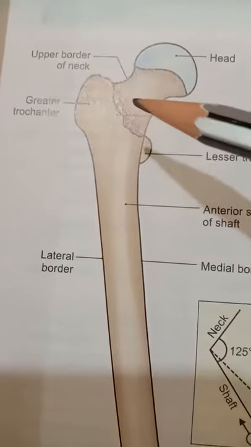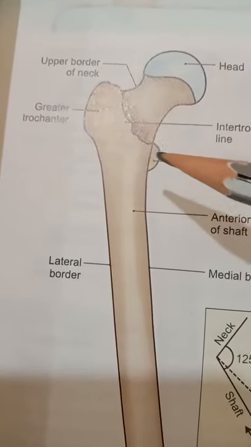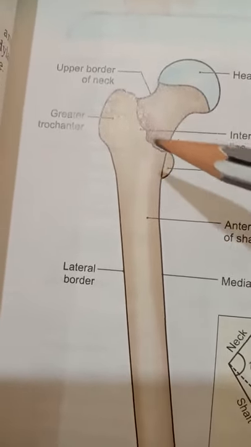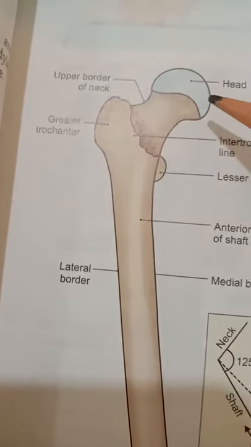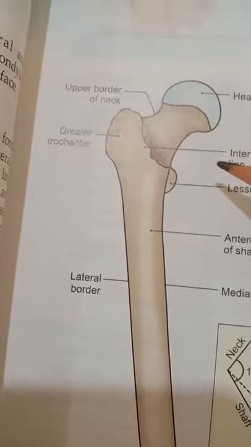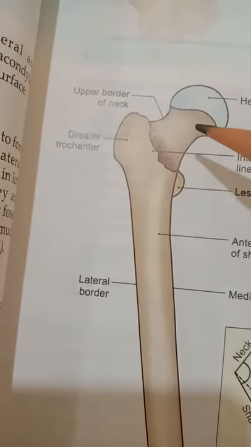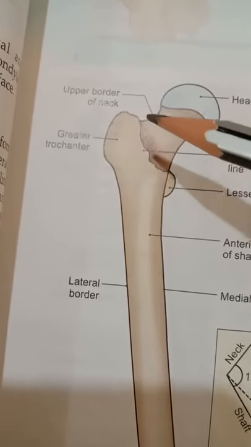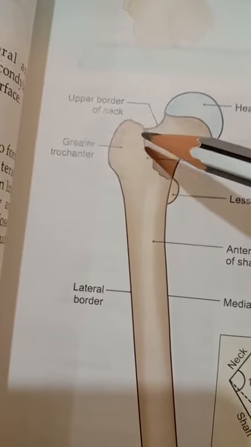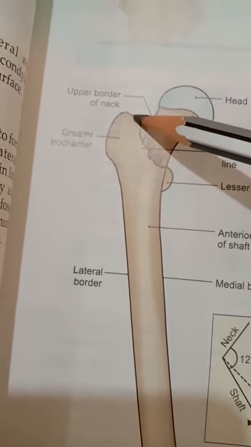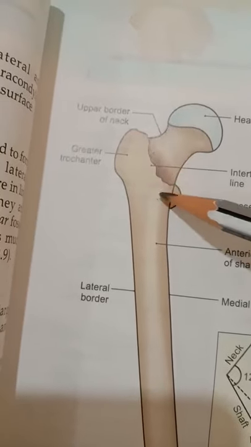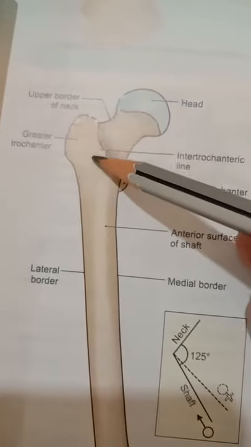It marks the junction of the anterior surface of the neck with the shaft of the femur, and it is a prominent rough ridge which begins above at the anterosuperior angle of the greater trochanter. So this one. And it is continuous below with the spiral line. This one.